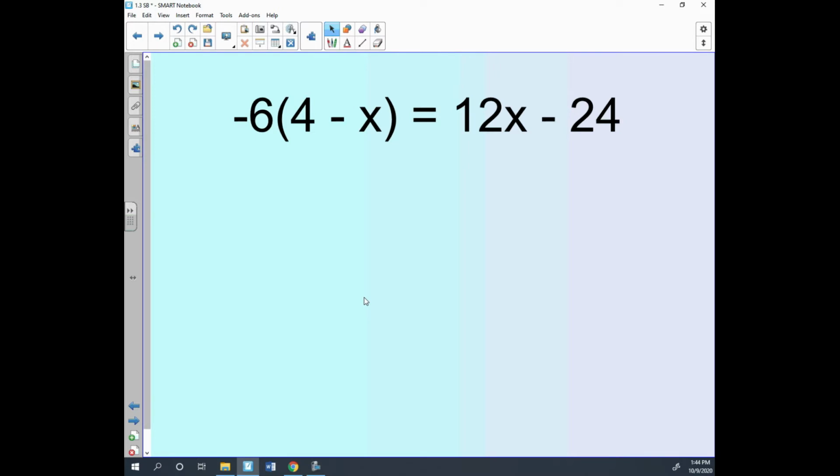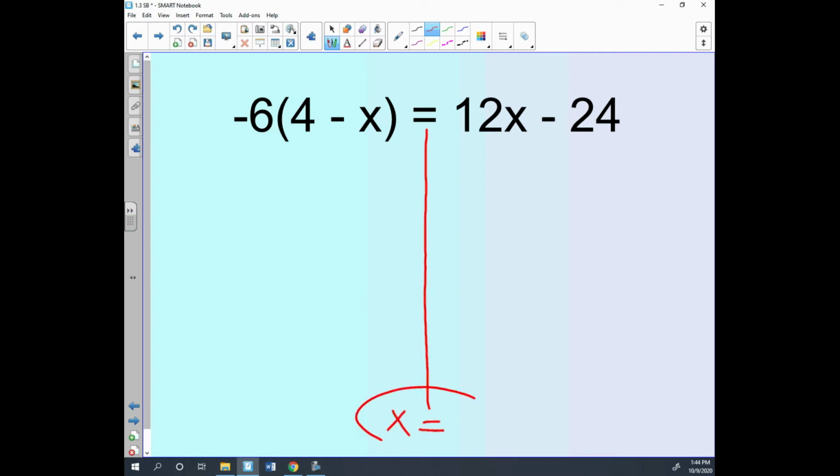What do we always do first? Well, I just said that. We always distribute first. If we have parentheses, we don't want those parentheses anymore. I like to get my x's all by themselves on the left. That's the final goal. Okay? So what I'm going to do is distribute those. That's going to give me negative 24.